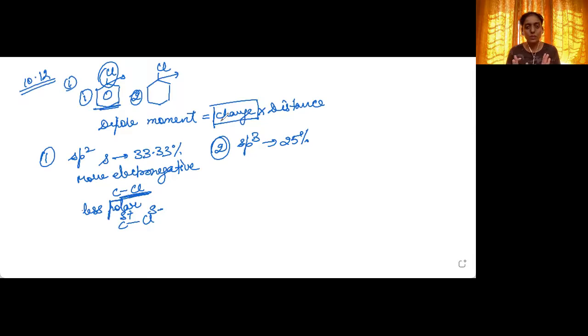Hope this is clear. Let's now move into the second molecule. In this, the carbon is sp3 hybridized, with 25% s character. This means it will be less electronegative. Now, if it is less electronegative, this means the carbon-chlorine bond will be more polar.